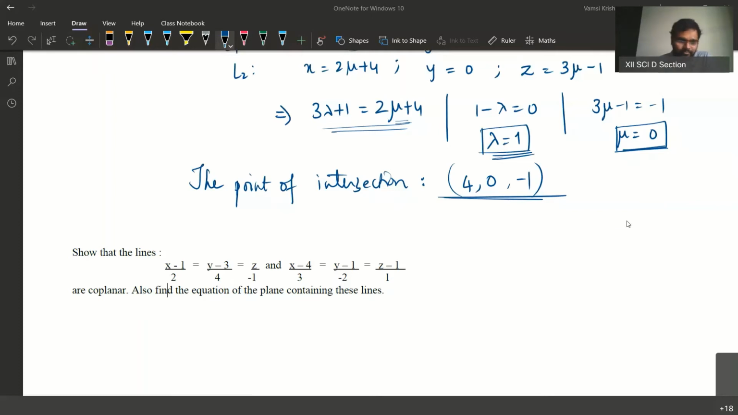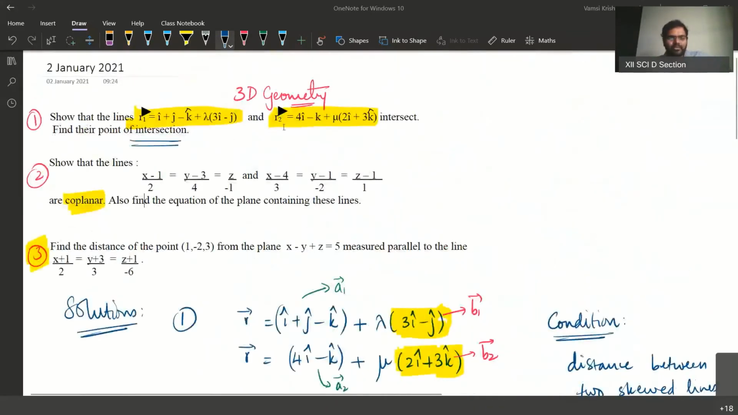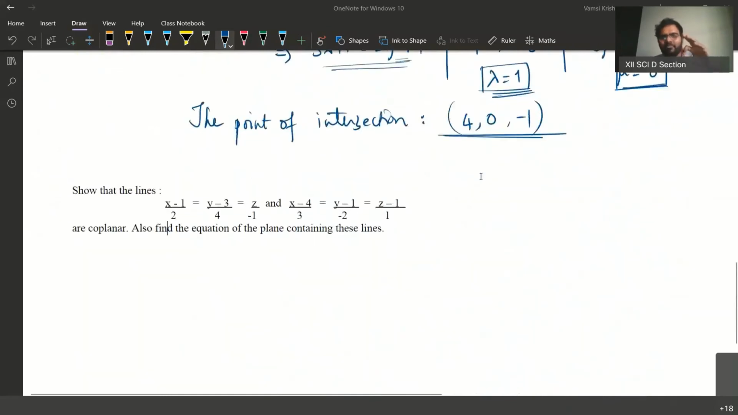Yes, absolutely. If you look at the first question, you're asked to see if the lines intersect. Now that is almost the same as saying the lines are coplanar, right? If two lines intersect, they lie along a plane. Two intersecting lines will always lie in a plane. So here, the second question is also the same as the first question. So if two lines are coplanar, then what does it mean? You can look at the direction ratios and figure out.